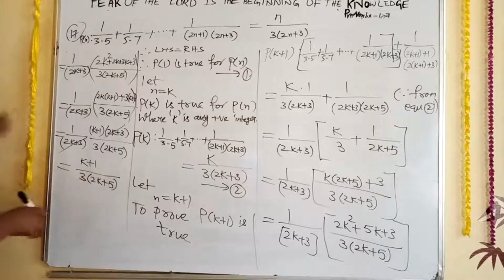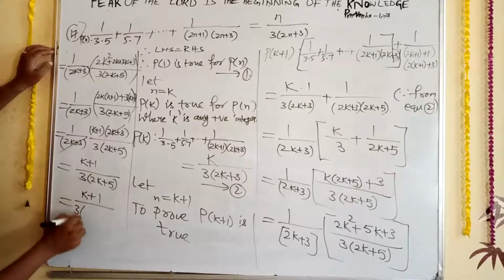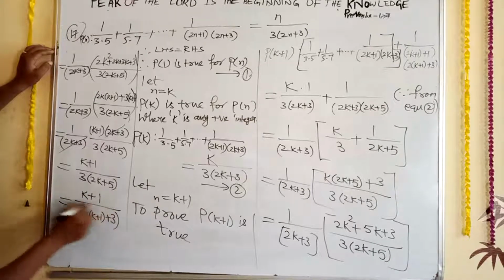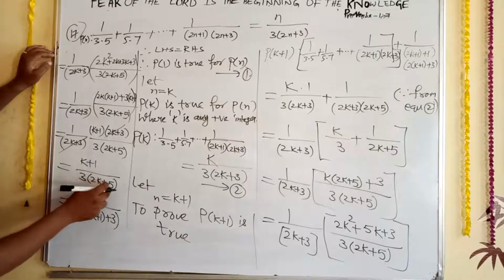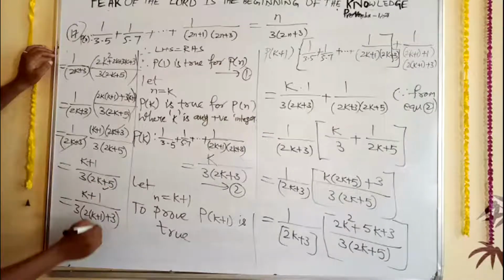Now this we can still simplify. (k plus 1) upon 3 into 2 into (k plus 1) plus 3. You check now whether you get this 2k plus 5 or not. 2 into k, 2k. 2 ones are 2, 2 plus 3, 5. So this is the same.